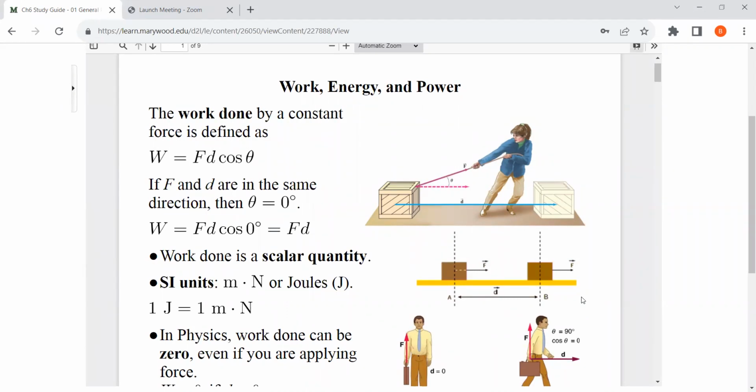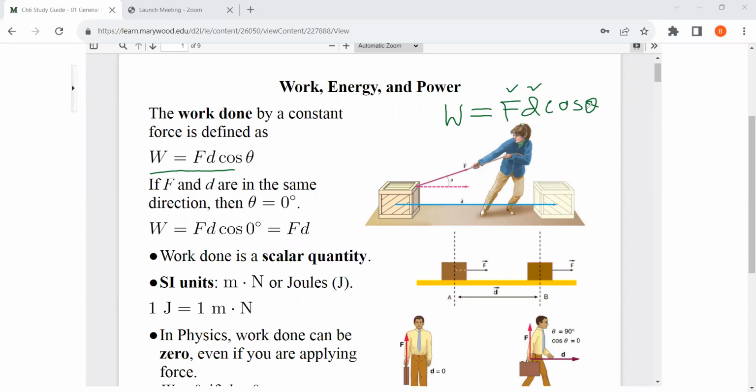To represent work, we use the symbol W, uppercase W, and it is defined as this: W equals force times displacement times cosine theta. So the work done is related to force, displacement, and what is theta? Theta is the angle between force and displacement.